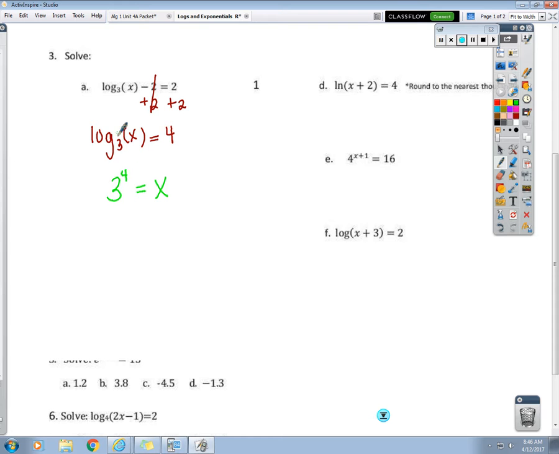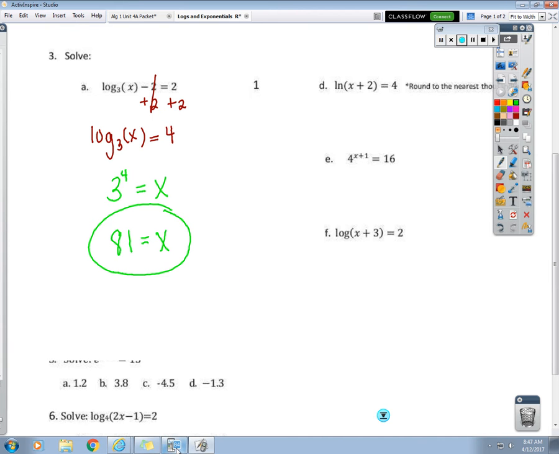So remember, the first number stays first. Okay, 3 stays first. These two just change sides. The 4 comes over as the exponent, the x goes over as the answer. And so now we basically have the answer, but on the test, you'll see that they simplify that. What is 3 to the 4? 81.